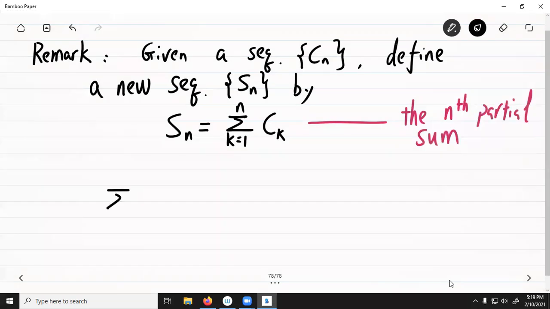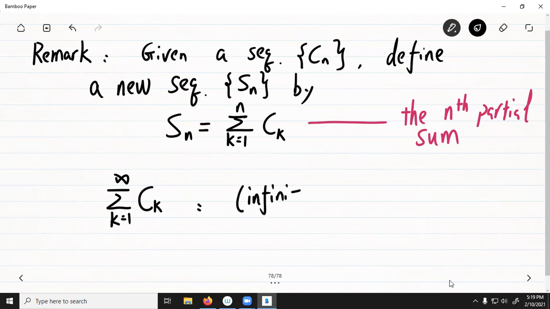If you form this one, the infinite sum, because this sequence has infinitely many elements, right? If you add them up, this will form an infinite sum. This infinite sum is called what? Infinite series. Sometimes we just say series.